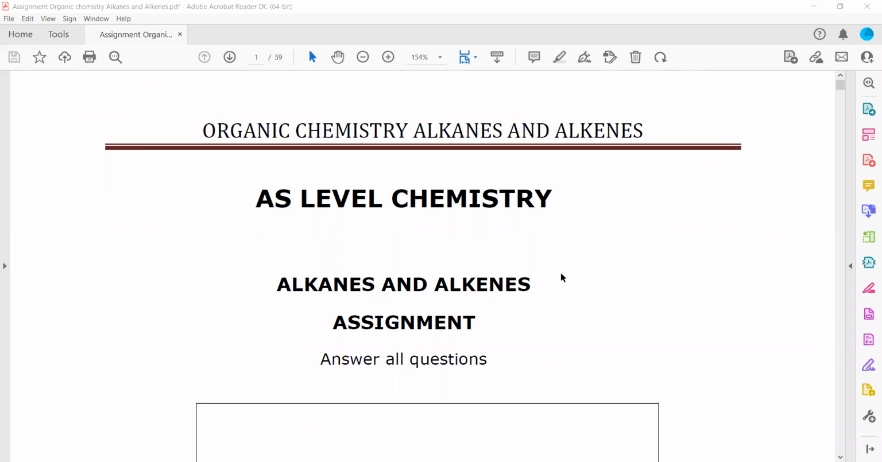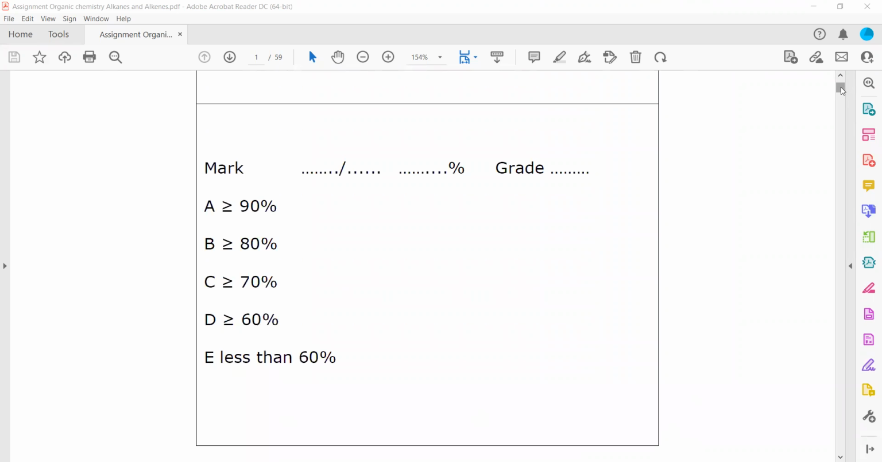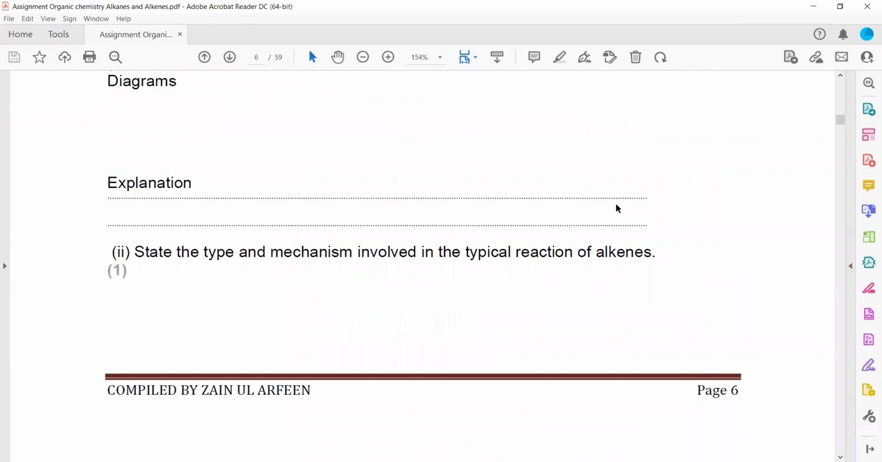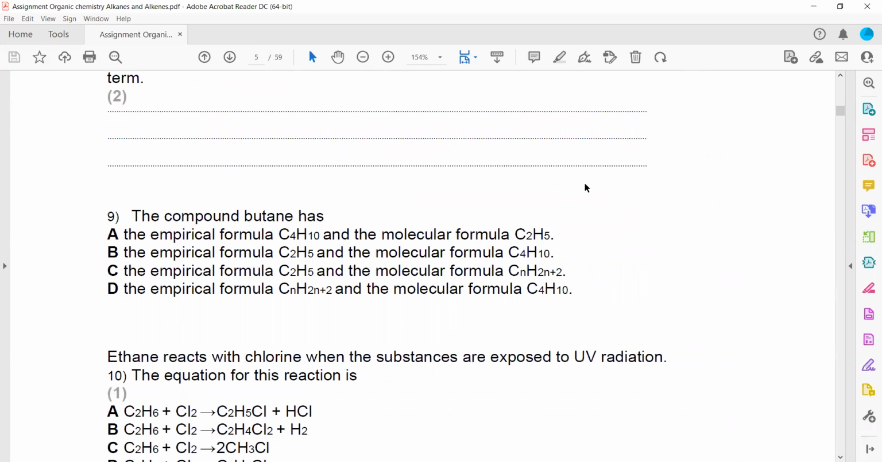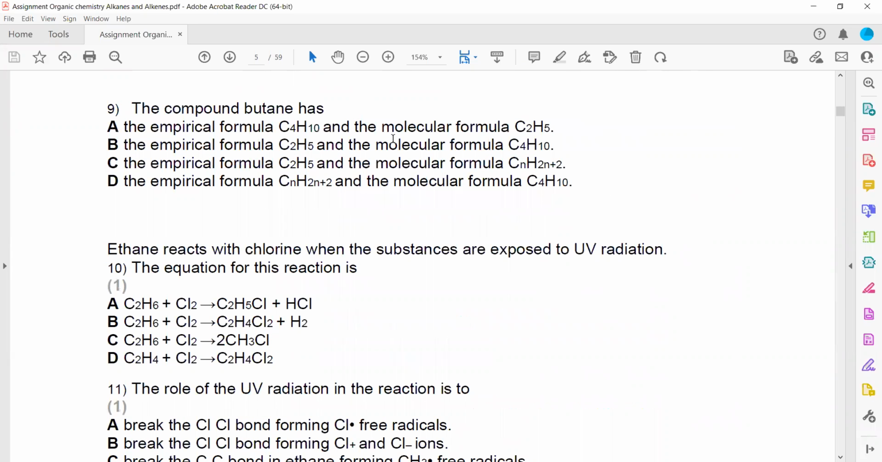So this assignment relates to alkanes and alkenes. We did the first 8 questions in the previous session. Today we'll do 9 onwards. A compound butane has... So which statement is correct about a compound butane?